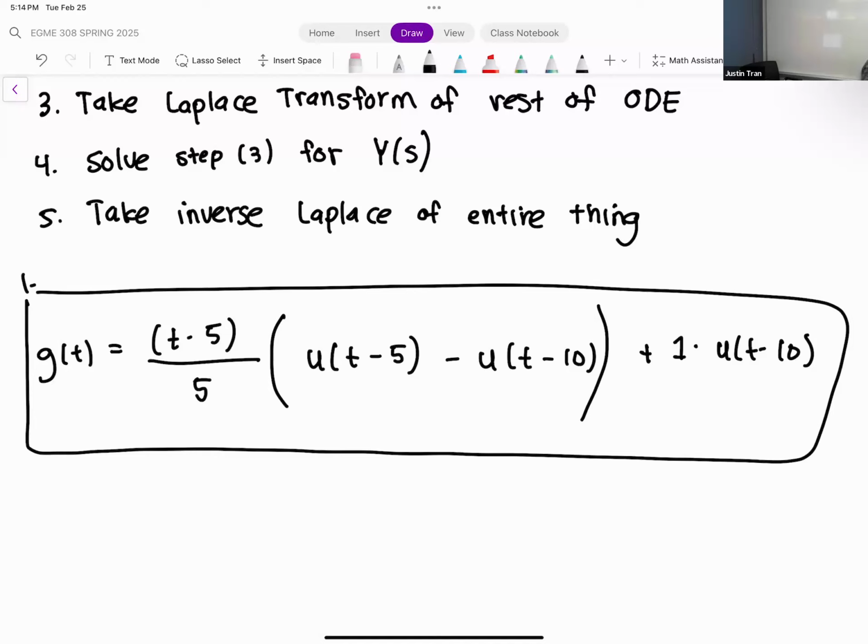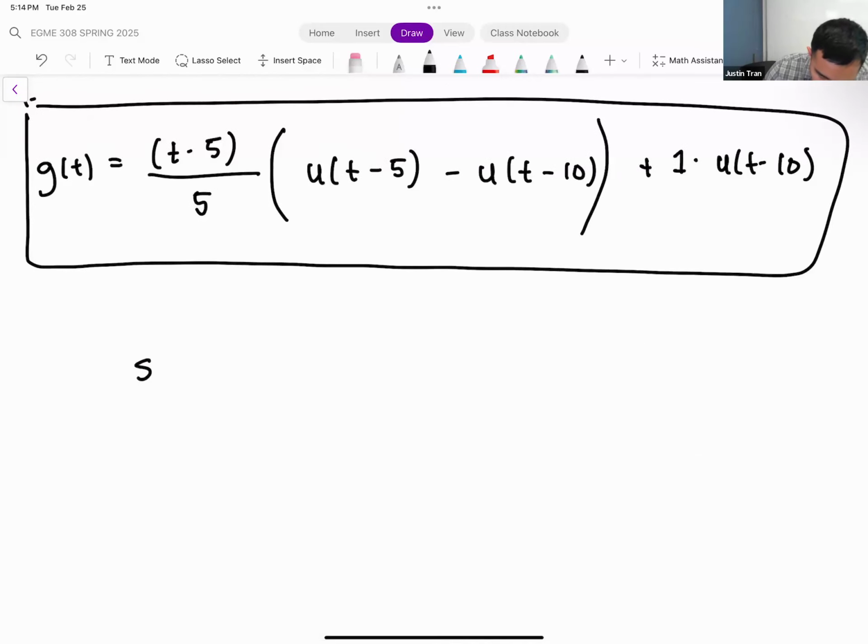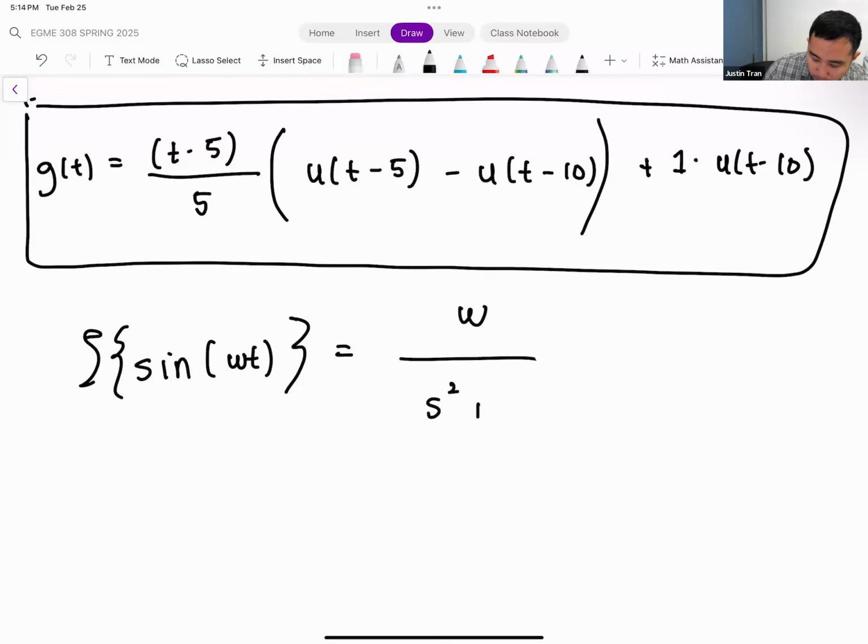For that one, we have this 1 over s squared plus pi squared. This looks very similar to the Laplace transform of sine. If you look in the table, we have sine of omega t. Its Laplace transform is omega over s squared plus omega squared. Yeah, so we're missing that omega up front.